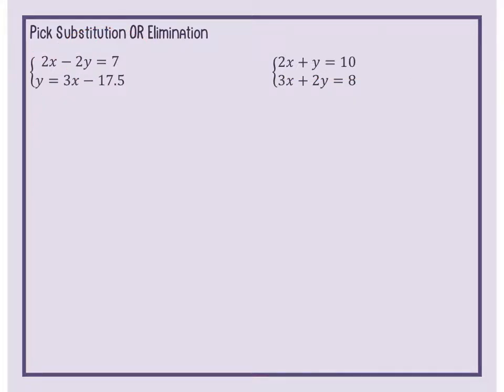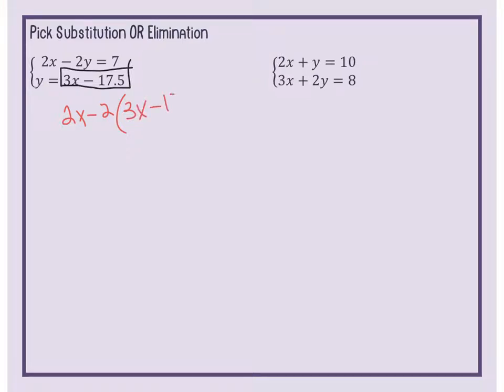Okay. Again, elimination or substitution. Oh, this first one is really, really easy. I'm actually going to choose substitution. Why would I choose substitution? Guys, the y is already solved for. My y is already there. So I'm going to take that y value and I'm going to go back into my top equation and plug that in place of y.